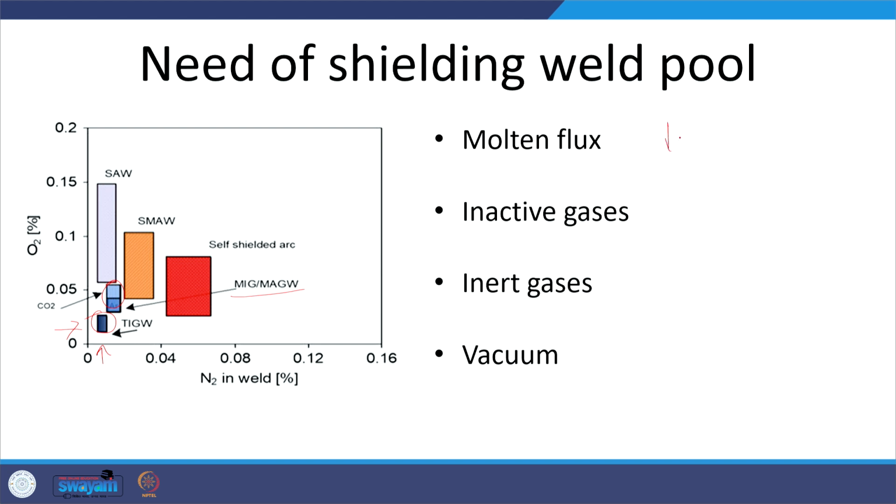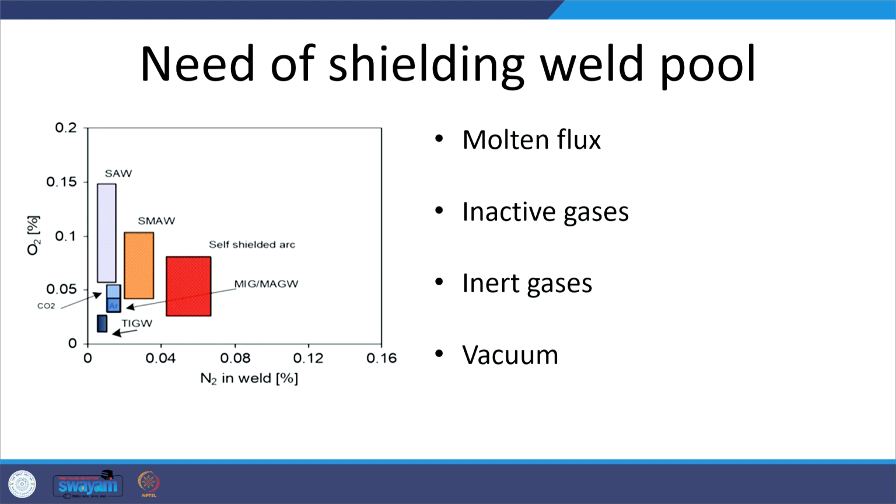So if we have lesser oxygen and nitrogen content, it will reduce the tendency of formation of porosity, and it will reduce the tendency of formation of inclusions. So we will be producing a more sound weld, okay, which is free from defects. Why is there a difference in the protection, why is there a difference in the oxygen and nitrogen content in the weld metal produced by the different processes?